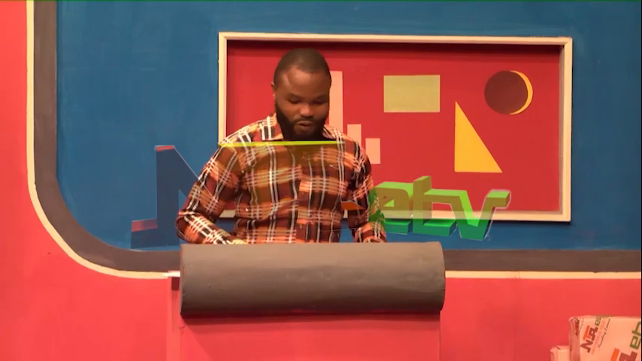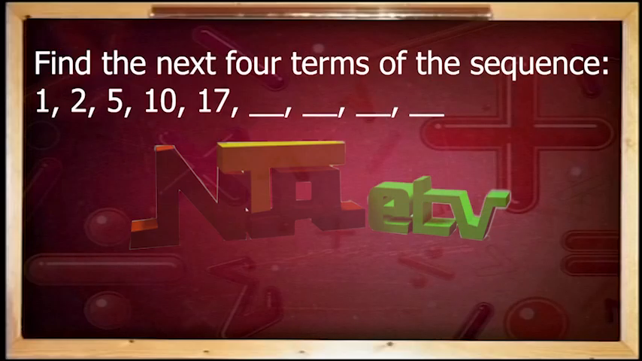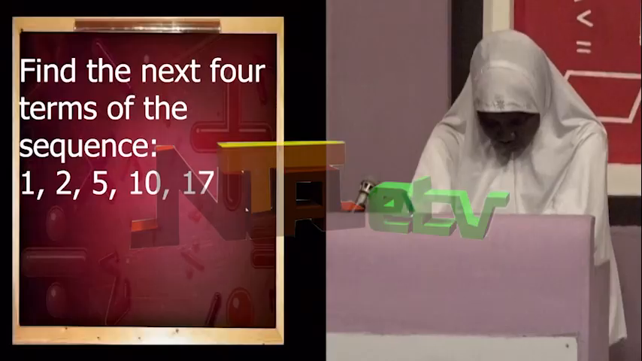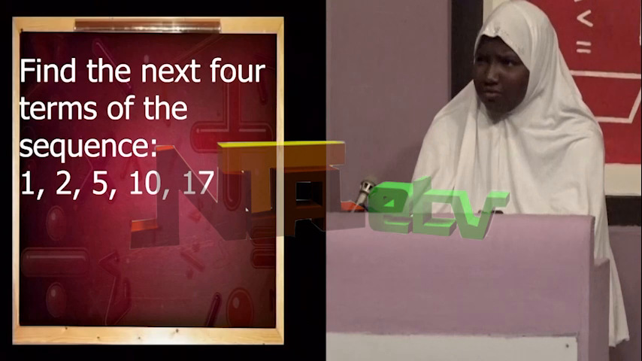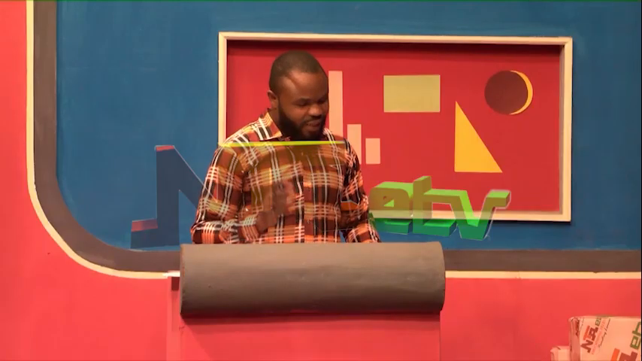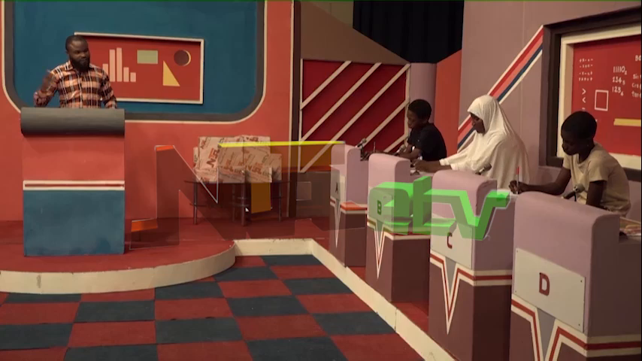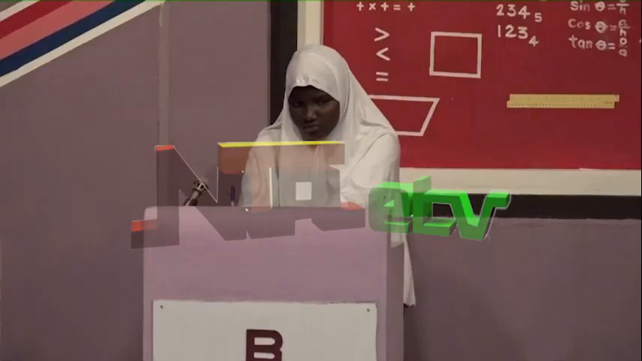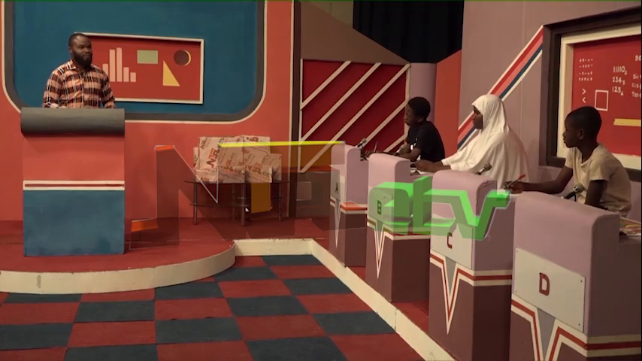Contestant B, your question. Question 3. Find the next 4 terms of the sequence. 1, 2, 5, 10, 17. Five. The next 4 terms of the sequence. 1, 2, 5, 10, 17. Your time is up. Bonus.